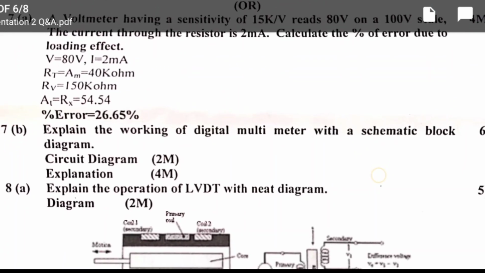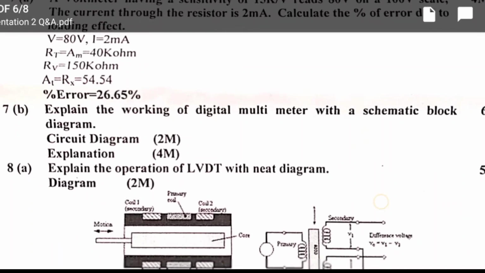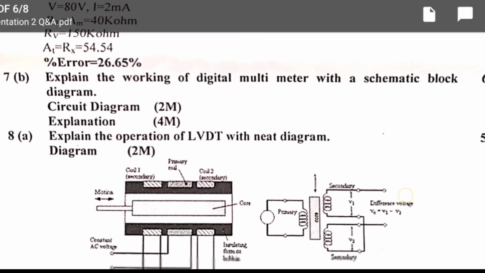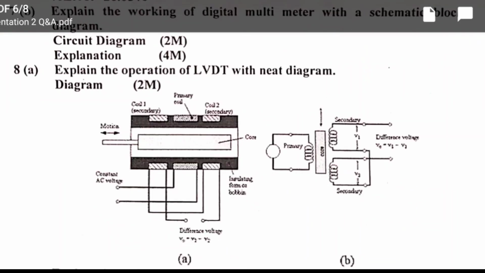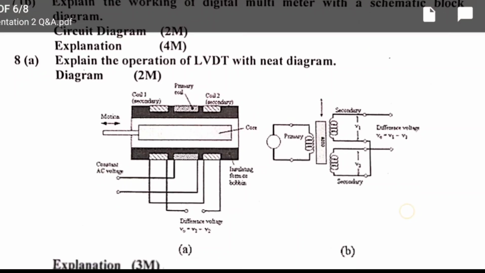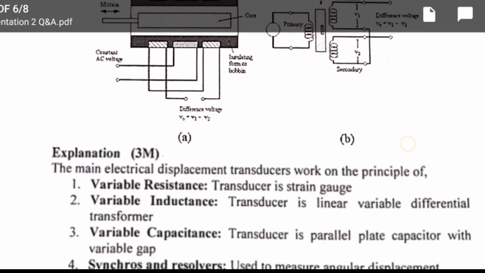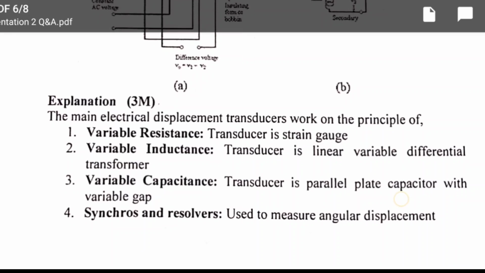Explain the working of the digital multimeter. I already told you how the digital multimeter works. Explain the operation of LVDT with a neat diagram. The operation of LVDT: it is a linear variable differential transducer. Variable resistance, variable inductance, like that.